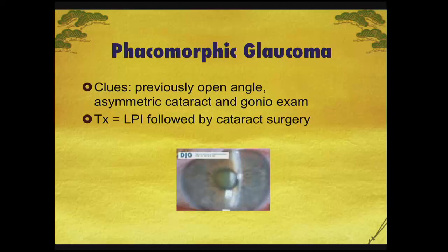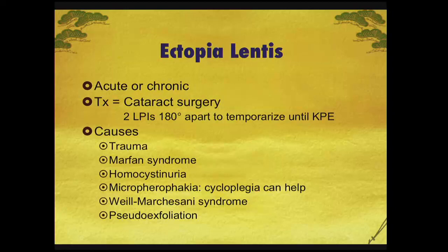Phacomorphic glaucoma, the clue to this is a patient you've been seeing for years. They always had open angles, and now they come in with asymmetric gonioscopy, asymmetric cataract. Basically, their lens has just grown and narrowed the angle. So you're going to do either cataract surgery right away, or safer to do iridotomy and then cataract surgery.